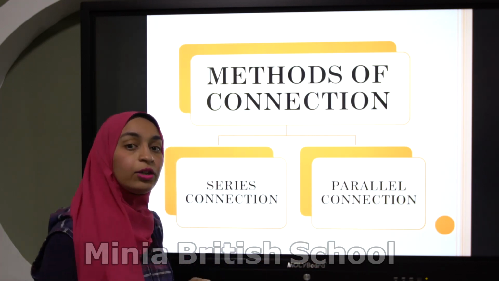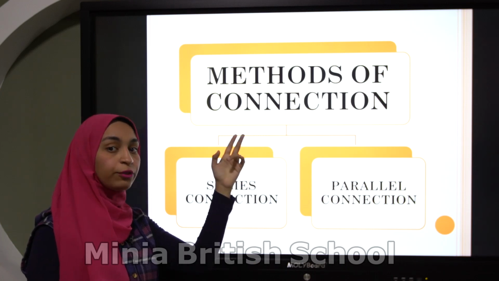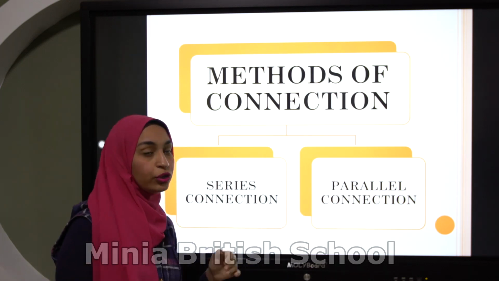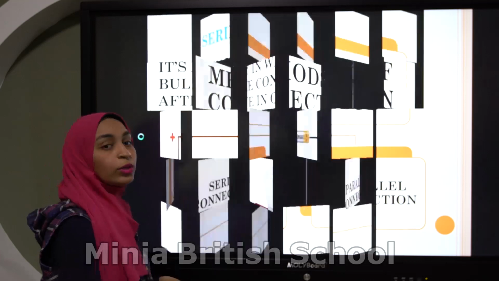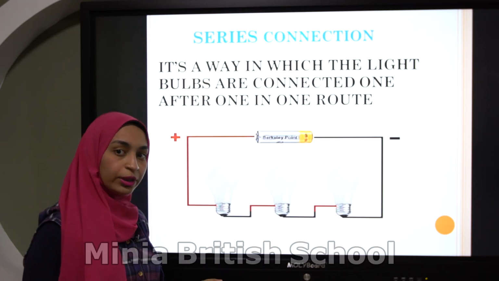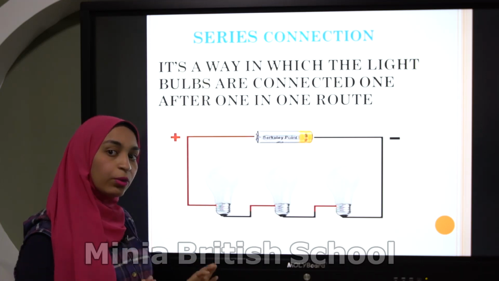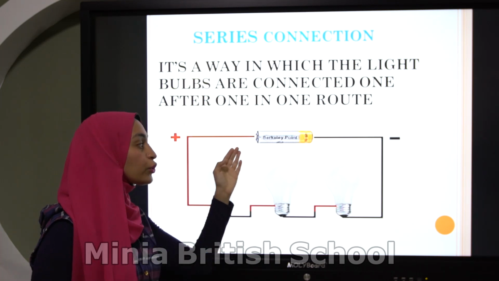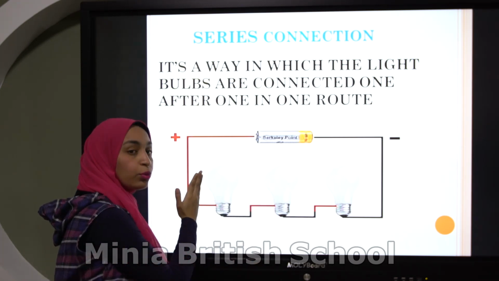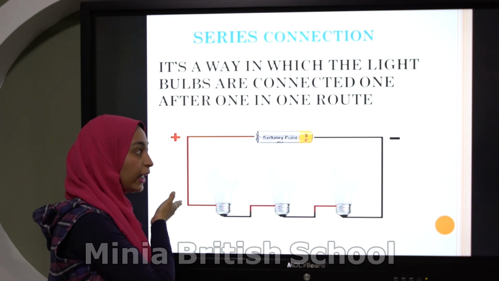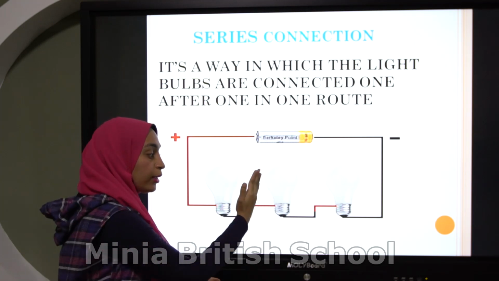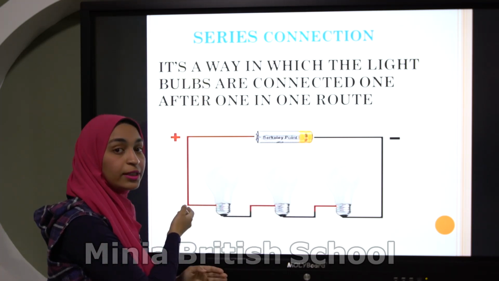Again, we have two methods of connection if we want to connect the lamp: series connection and parallel connection. First, let's see what is the meaning of series connection. It's a way of connection in which the electric lamps or the light bulbs are connected one after one in one route, not in many routes.